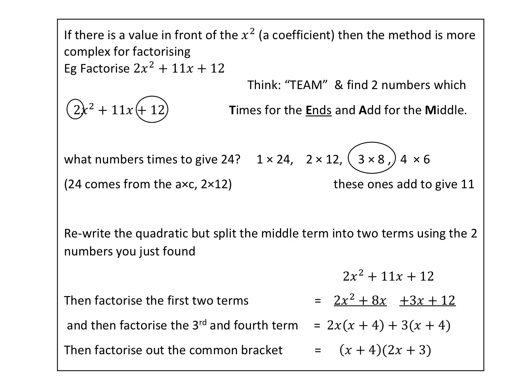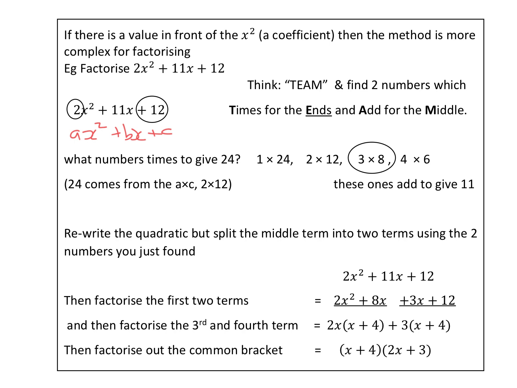Okay, so just to repeat myself. This is your quadratic. Ax squared plus bx plus c is the format. When we do times to give the ends, we're actually timesing to give ac. So the 24 comes from the a times the c, the 2 times the 12, which is 24. Add to give the middle still is the 11. So these two add to 11.